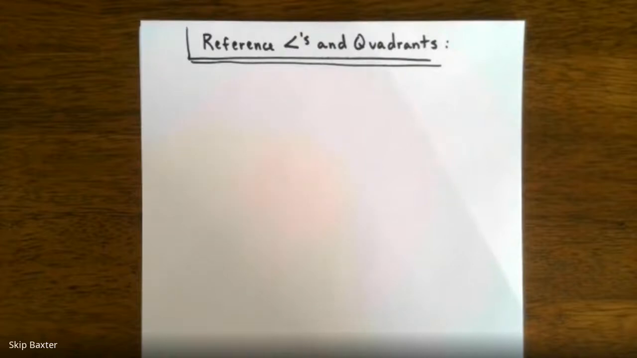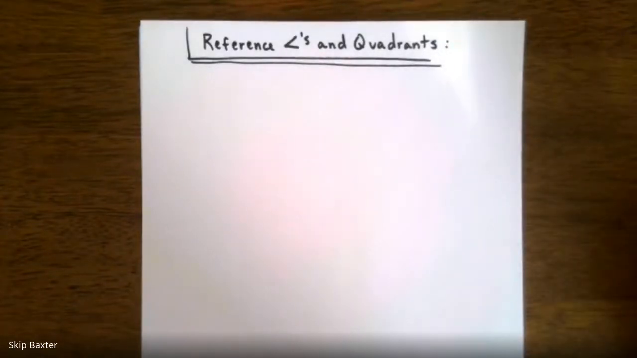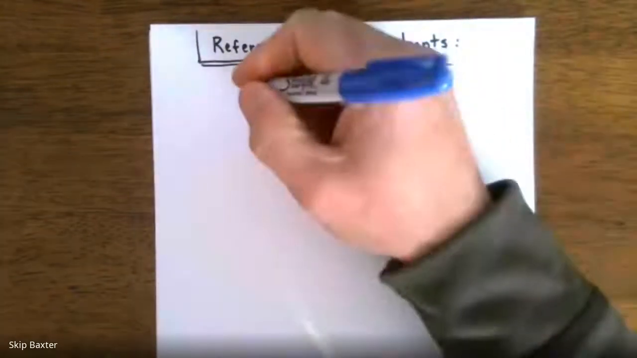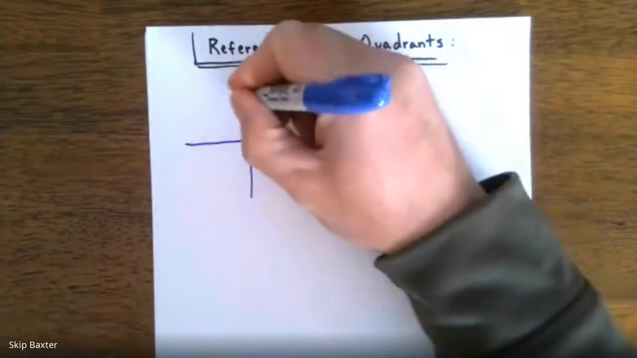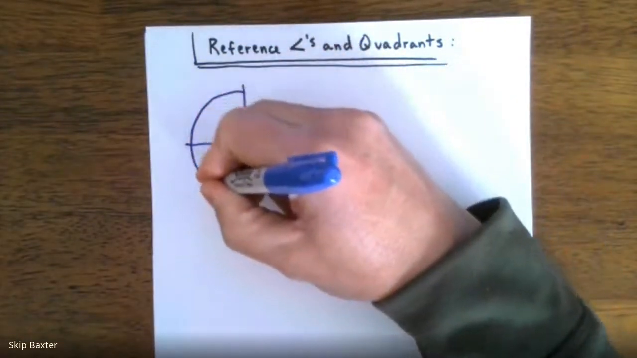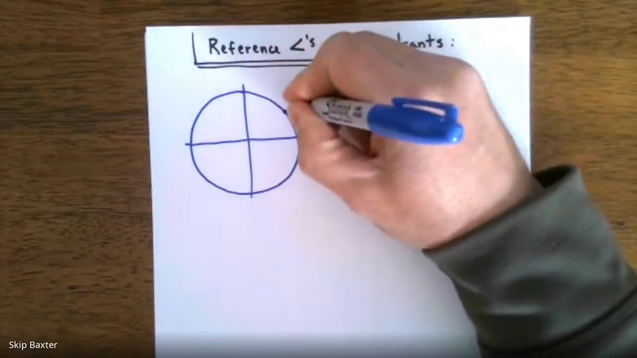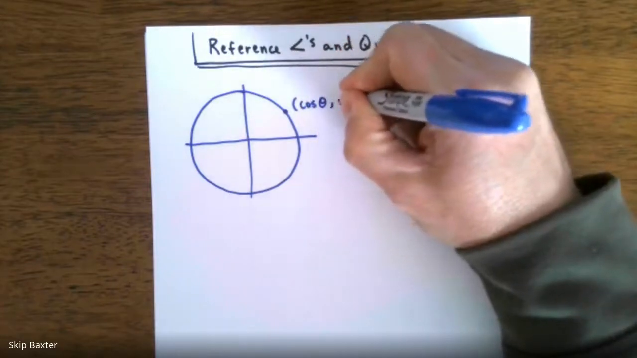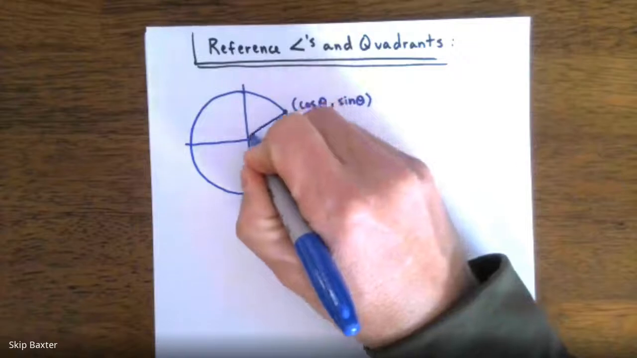Okay. So today we're just going to talk more review with trig stuff. So today we're going to talk about reference angles and quadrants. Okay, so the other day we talked about the unit circle and the fact that any point that's on the unit circle has coordinates cosine theta, sine theta, right? So this point right here would have coordinates cosine theta, sine theta, where theta is this angle right here.